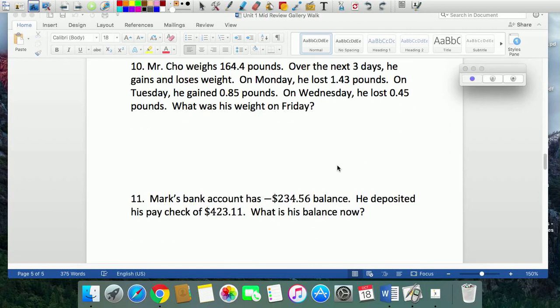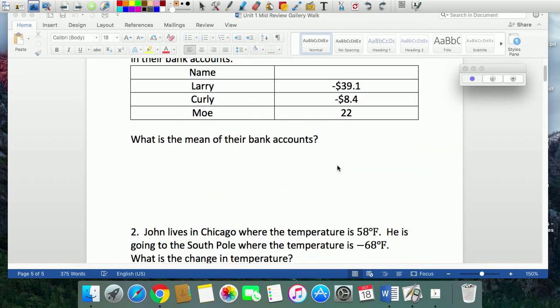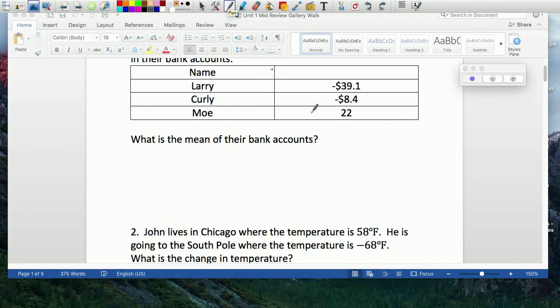Okay, back to question 1. So you need to add these 3 numbers, right? So just be careful how you add them. Put it this way.